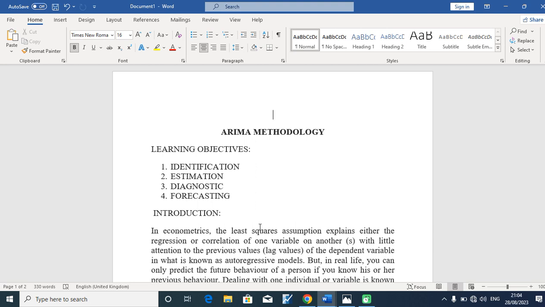But to achieve that feat, we need to look at the theoretical section of the ARIMA before delving into the estimation proper. So this class is going to be subdivided into three phases. The first phase will talk about the theoretical section, which I'm going to address now. In the second video, I will present identification and estimation. In the third video, I will present diagnostics and forecasting.